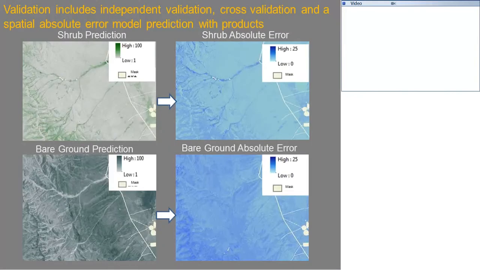How do we validate these? How do you know how good they are? We have three different ways. We do independent validation, we do a cross-validation of our model, and then we output spatially the absolute error of all of our products. In this case, you have a shrub prediction here, and you can see the absolute error. The absolute error is in the units of the prediction, in percent. So you'll know for every pixel what the model confidence was in making that estimate.